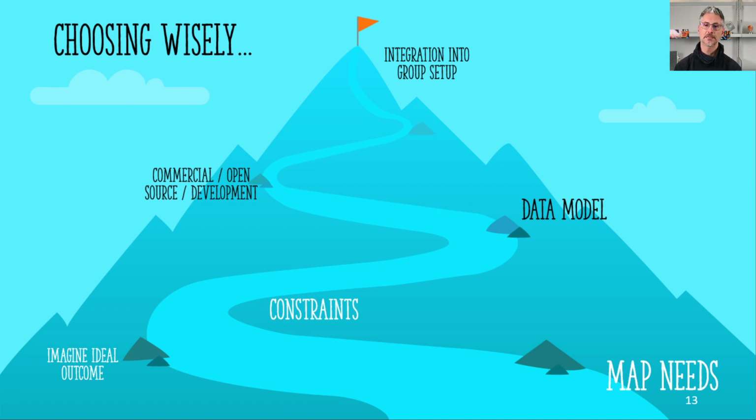Then think about the data model. Think about if you want to go down the route of commercial or open source software or even develop your own system. And then think about your group, how to integrate the system both with the IT setup and with your users. So step by step, you then move your ideal outcome and bring it in contact with the reality in your research group.